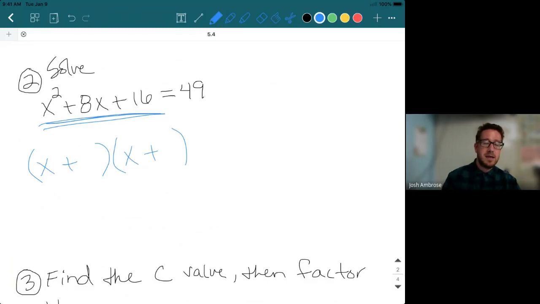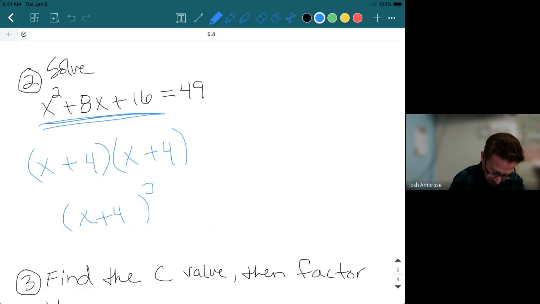And then what are factors of 16? 4 and 4. What is 4 plus 4? It's 8. So it works out perfectly right there. But you'll notice that those parentheses are identical. So here's what I actually would like you to do. Write that parenthesis, x plus 4 squared, because you have 2 of them. All right, and then equals 49.